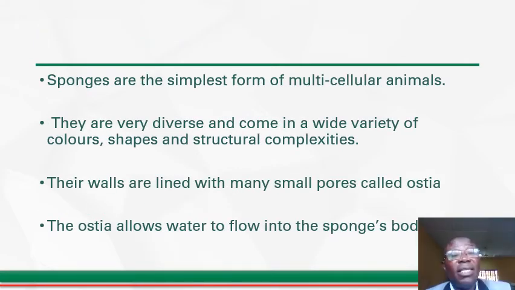Then the sponges are the simplest form of multicellular animals. They are very diverse and come in a wide variety of colors. You can find them in different colors, different shapes, and different structural complexities in this particular group of animals. Their walls are lined with many small pores called ostia.